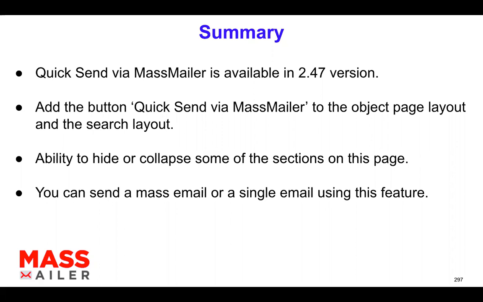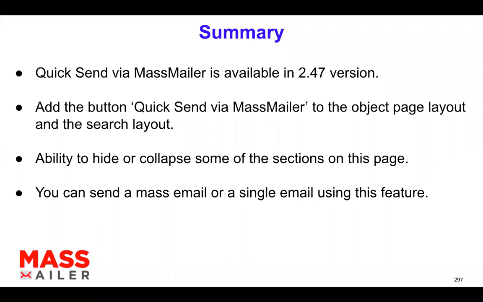So there is a button called Quick Send via MassMailer. You will see this button in two places. One, when you go to any single record, meaning whether it's a contact, lead, or any other object that's been enabled in MassMailer, you would see this button. Also, if you go to the summary page, let's say the contact summary page, where you would see the Salesforce list views, you would see the button whenever you search for any record, meaning any list view that you have created. If you open up that list view, then you will see this button called Quick Send via MassMailer.